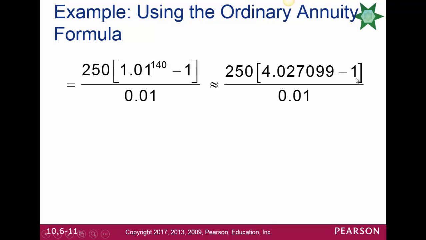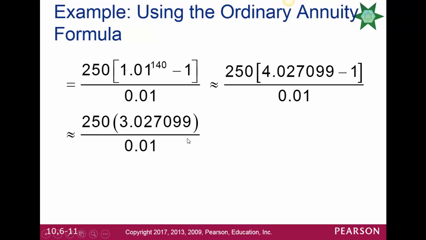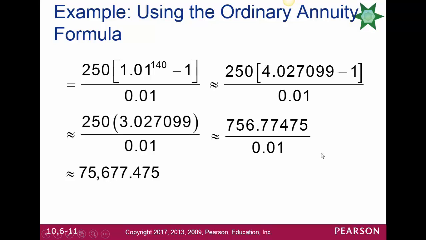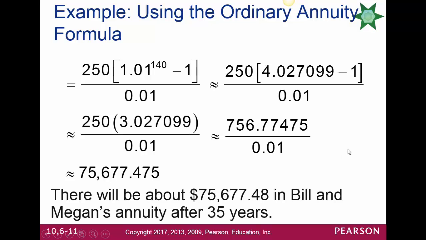Furthering simplifying, if we raise 1.01 to the 140th power, we get this number. Next step, we're going to subtract the 1, then we're going to multiply by the 250, and finally the last step will divide by 0.01. So in 35 years, they'll have $75,677.48 approximately. We've done a little bit of rounding with our decimals, but that's a pretty good approximation of how much they'll have accumulated.